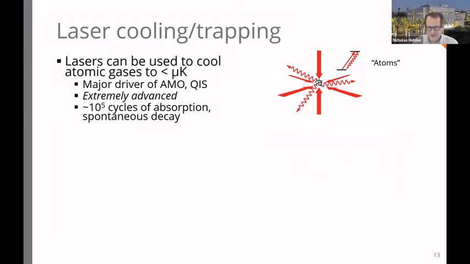Lasers are these days routinely used to cool atomic gases to microkelvin or even sub-microkelvin temperatures, which is a major driver of large portions of the AMO and quantum information science fields, and it's extremely advanced. So people can do highly sophisticated things with laser-cooled atoms these days. In order to realize laser cooling, you generally have to cycle around 10 to the 5 or so photons. So you need to add up the momentum kick of around 10 to the 5 photons to, say, take some typical thermal species and cool it down to an ultra-cold temperature and trap it.